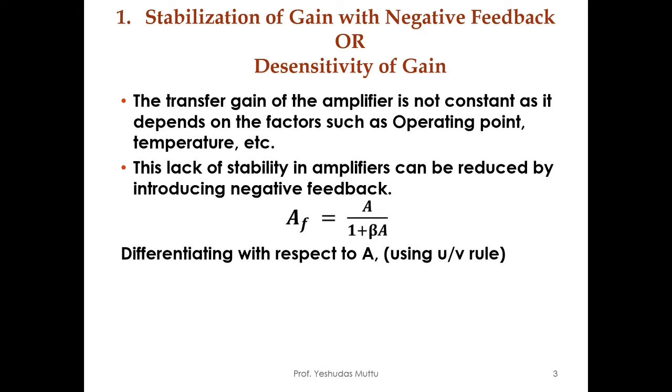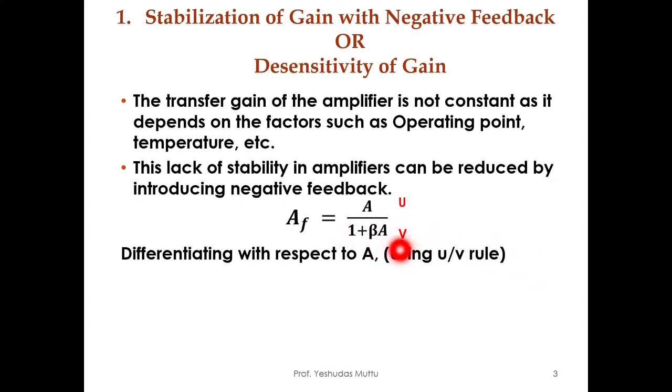Now as I told you all, the gain varies. Since gain varies, there is change in the gain, this gain we are talking about, that is open loop gain, or I can say that it is a gain without feedback. So what we need to do is differentiate this particular equation with respect to A. There is A on the numerator as well as on the denominator, so I'm going to use the U by V rule.